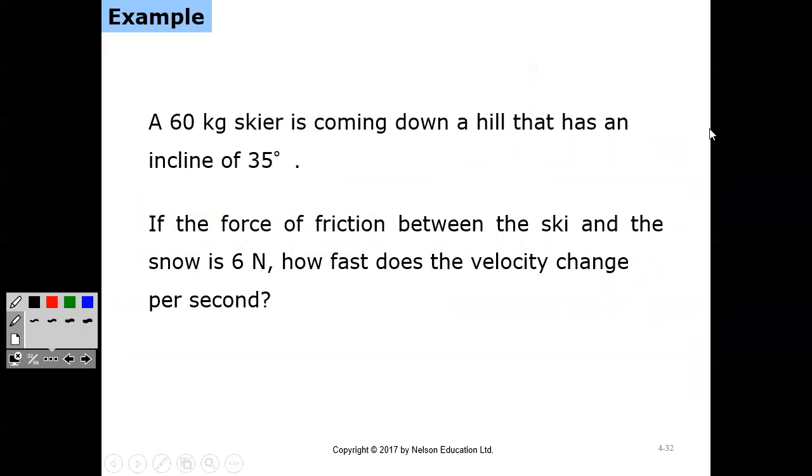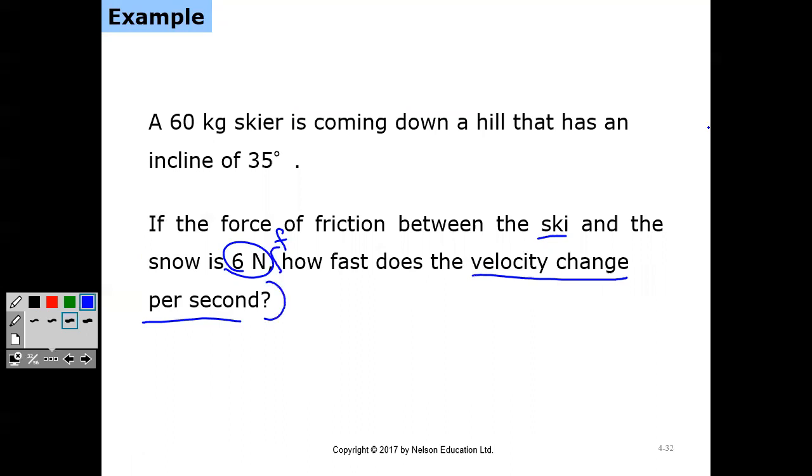So there's a picture in the next slide. So let me keep reading. If the force of friction between the ski and the snow, so this is the friction force, how fast does the velocity change per second? Do you understand what he is asking?